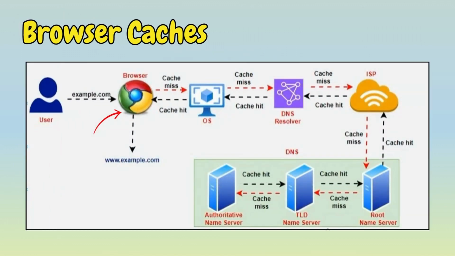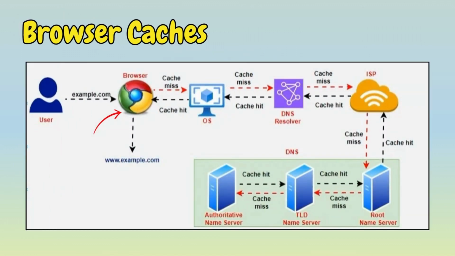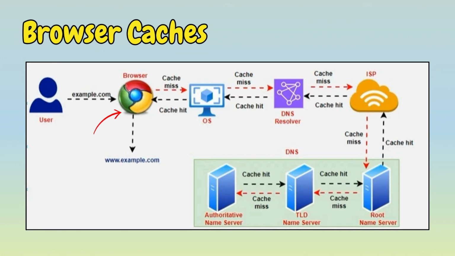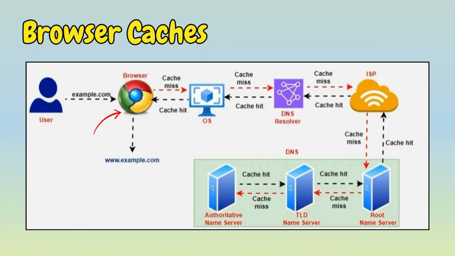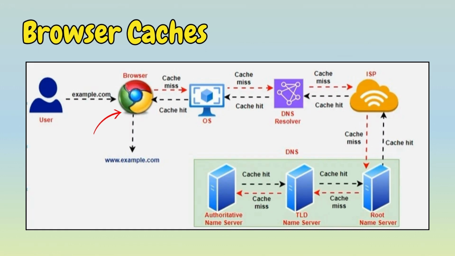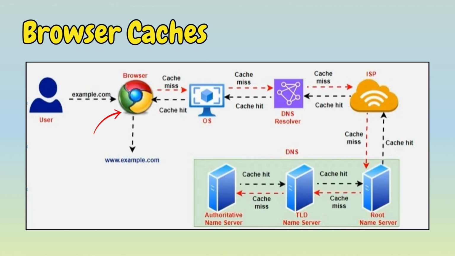Web browsers often cache DNS records locally to reduce DNS lookup times for frequently visited websites. When a user visits a website, the browser may store DNS information in its cache to expedite future visits to the same site.